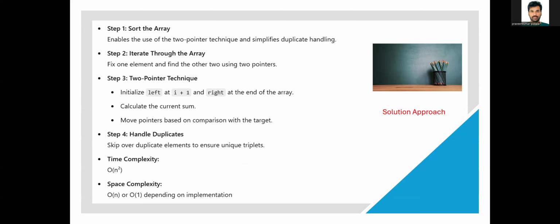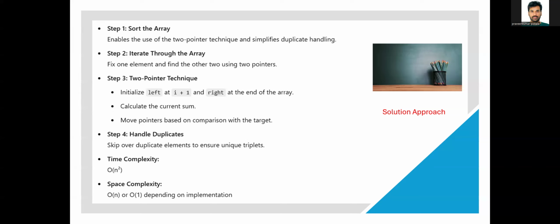For each fixed element, we aim to find two other elements that together sum up to the target minus the fixed element. Within step two, there is step three, the two-pointer technique. We initialize two pointers, one starting just after the fixed element, the other at the end of the array. We move them inward based on the current sum compared to the target. This method ensures we cover all possible triplets without redundant computations.